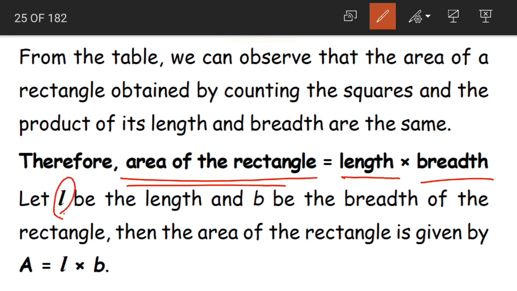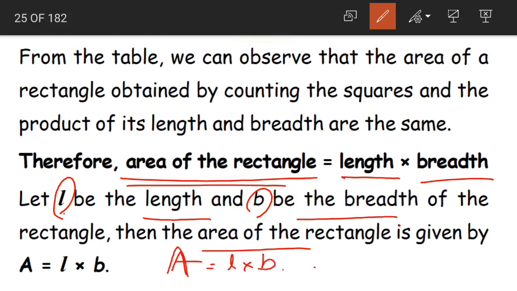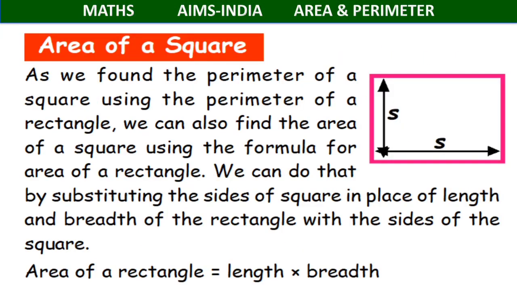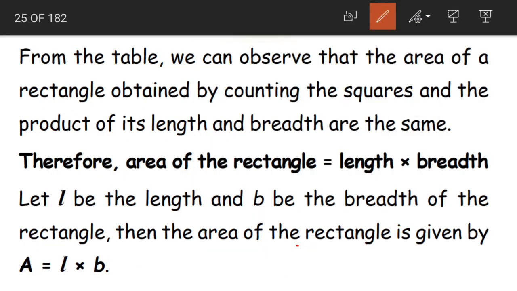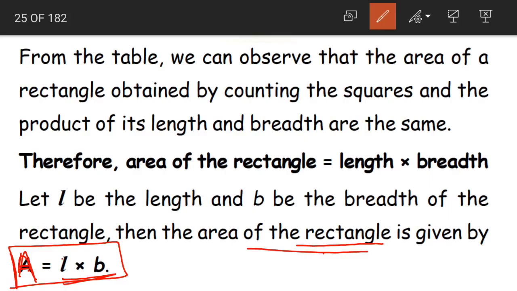Again, if we let L be the length and B be the breadth, then the area can be written as A is equal to L into B. A means area, L is length, and B is breadth. Is this clear, children? What did we learn today? We learned the area of a rectangle. The area of a rectangle is given by the formula capital A is equal to small l into small b. Remember to write A in the capital letter and L into B in the small letters. L is length and B is breadth.